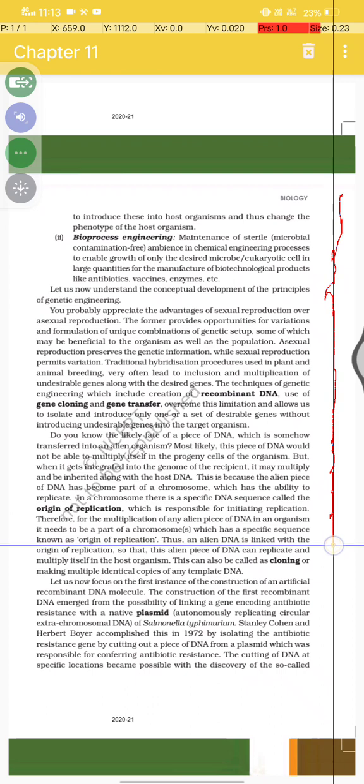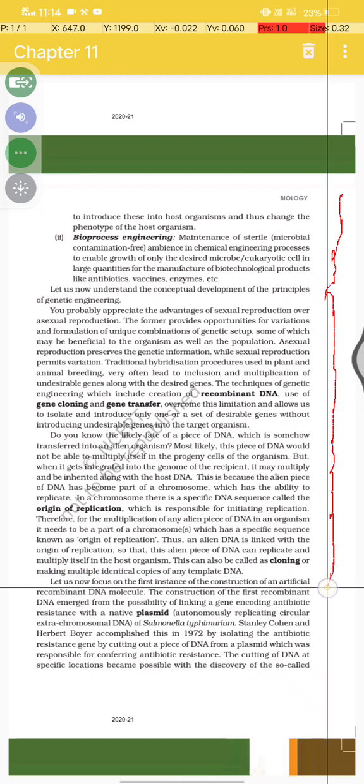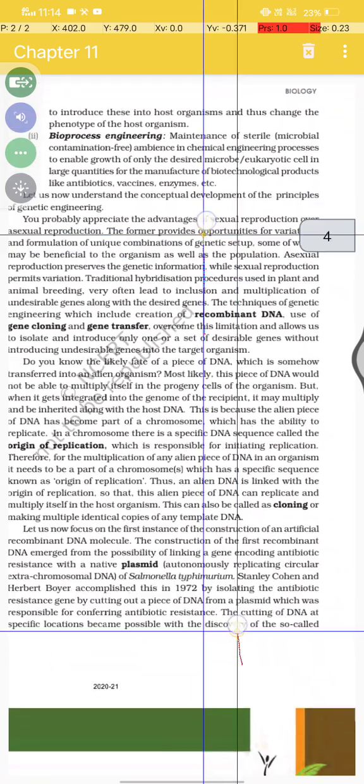Thus, an alien DNA is linked with the origin of replication, so that this alien piece of DNA can replicate and multiply itself in the organism. This can also be called cloning, or making multiple identical copies of any template DNA.